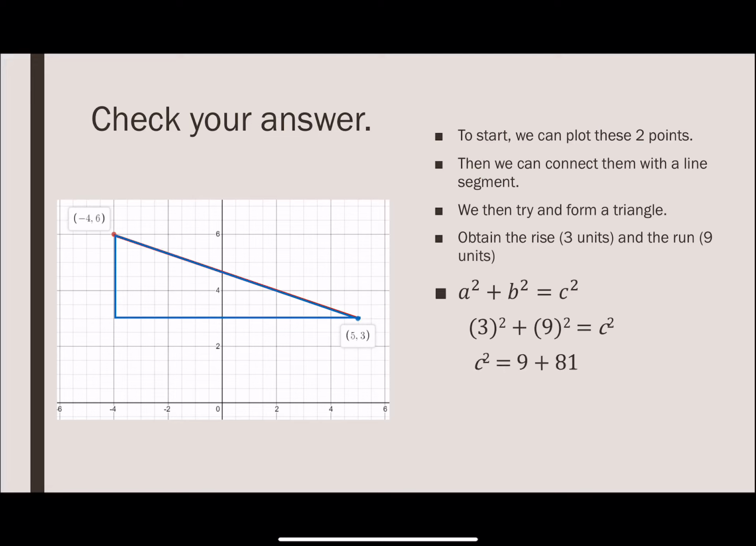Putting the values in, we add them up. To find c, we'll take the square root of 9 plus 81, which is 90, and we'll be able to get it as 9.49 units. So again, remember, this is the distance between the two coordinates, or is also known as the length of the red segment that was connecting the two coordinates.